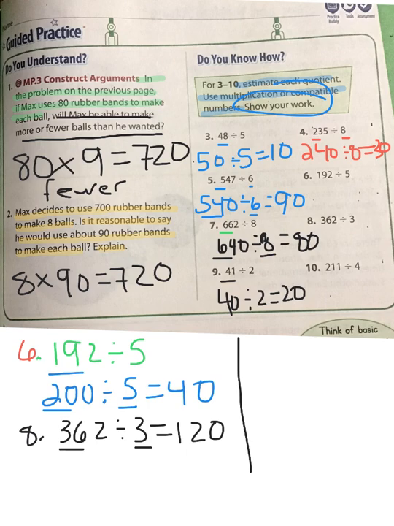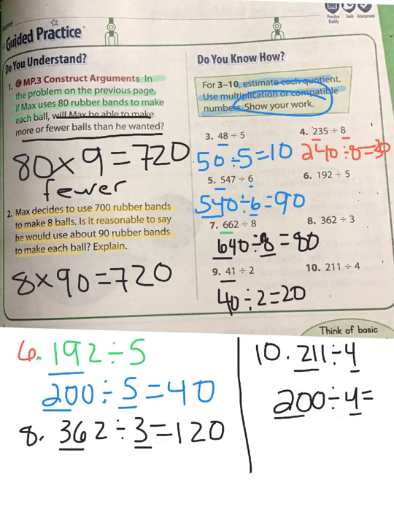And last, we have number 10. We have 211 divided by 4. Underline the first 2 digits. Well, 4 times 5 is 20. Add your 0. 20 divided by 4 equals 5, and then add your 0. Using compatible numbers is easy as long as you follow these few steps.